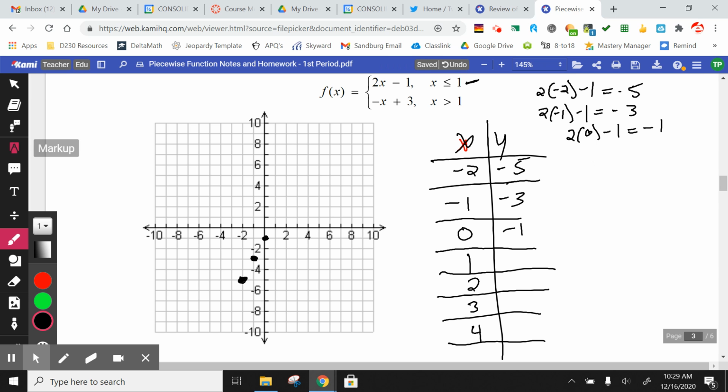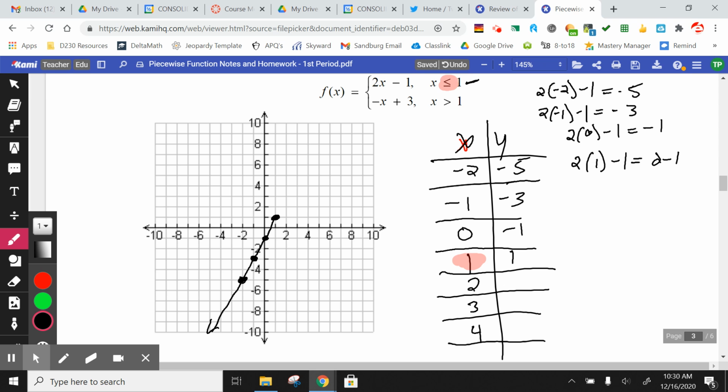Then we get to the 1, and the 1 is the important point because that's where these meet. If we look at this one, notice how the equal sign at 1 exists in this first one. So we still need to plug 1 into that first equation and do 2 times 1 minus 1, which is just 2 minus 1, so 1, 1. So you're going to plot that point. If we now connect those, doesn't that give us the same look that we had in that previous graph?